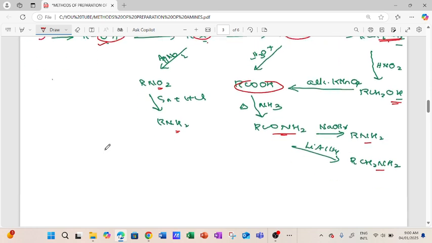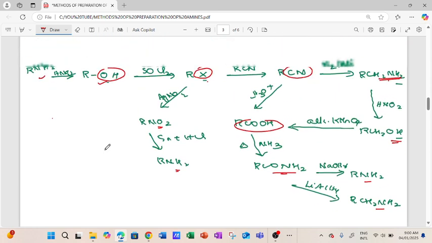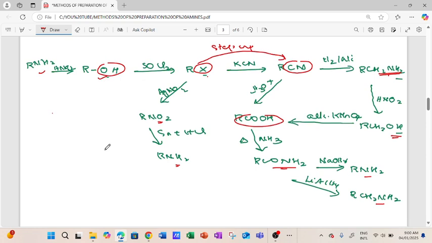Suppose you get a question like this; I will show you where to use step-up and step-down reactions. If you have ethanamine, you need to convert it into methanamine.